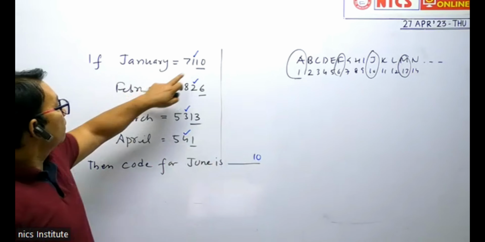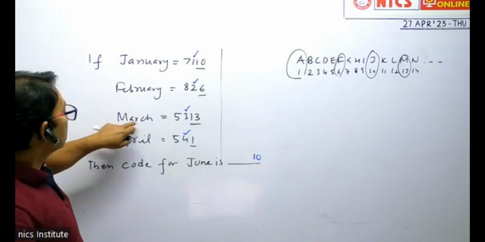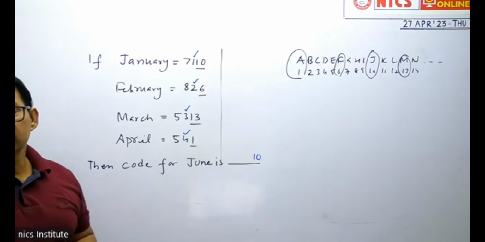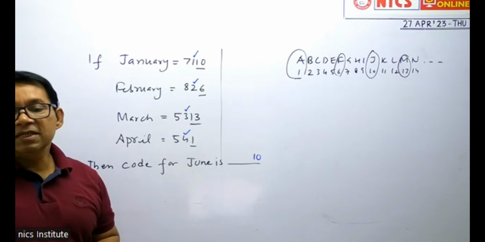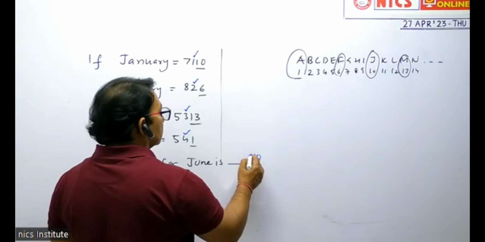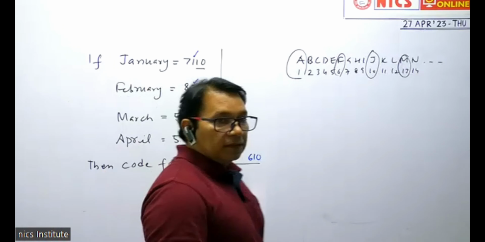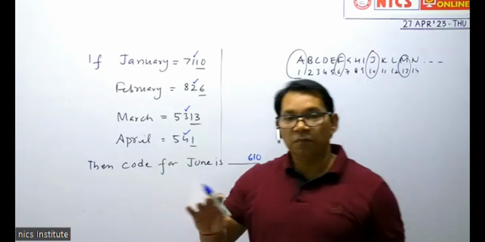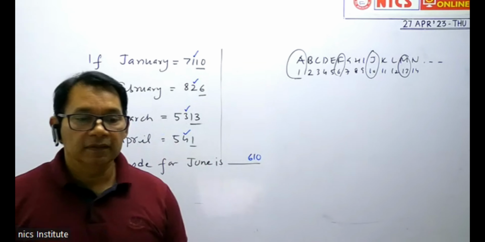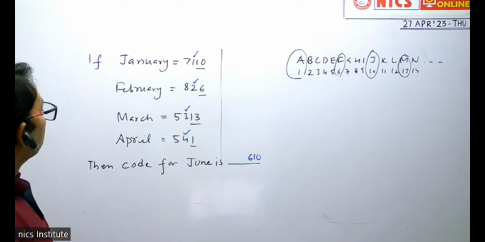January is the first month, February is the second month, March is the third month, April is the fourth month. What about June? June is the 6th month, right, 6. So now you can see the options, whichever option has 610 as the last 3 digits will be the correct answer. And then, Anjana, your answer is correct.